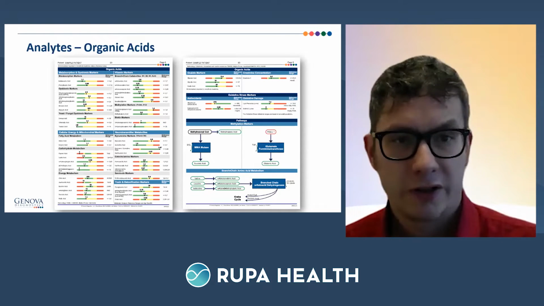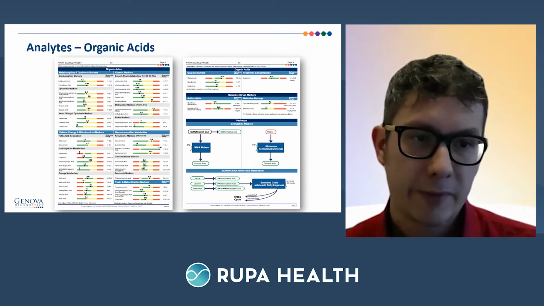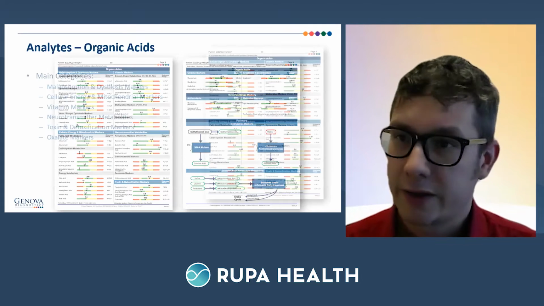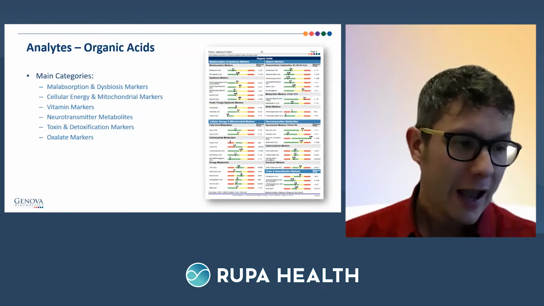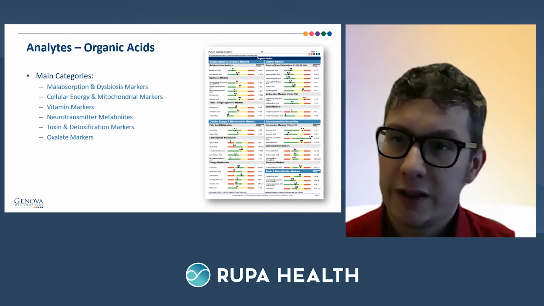We've got these different sections, as I mentioned, and on the right-hand side, we have some oxalate markers as well. We'll talk about that. And then there's some of our oxidative stress markers like lipid peroxides and 8-OHDG. So the main categories of these organic acids are malabsorption and dysbiosis markers.